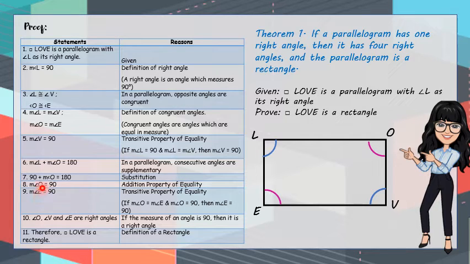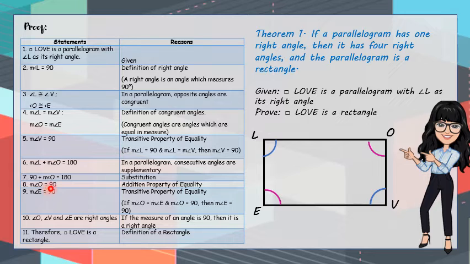Next statement. 90 plus measure angle O is equal to 180. Now, where did we get this 90? Going back to our sixth statement, measure angle L plus measure angle O is equal to 180. Now, by substitution, which is our reason here, we replace measure angle L by its value, and its value is equal to 90. So therefore, we say 90 plus measure angle O is equal to 180. So again, it's by substitution. We are replacing the value of our angle L by 90 degrees.